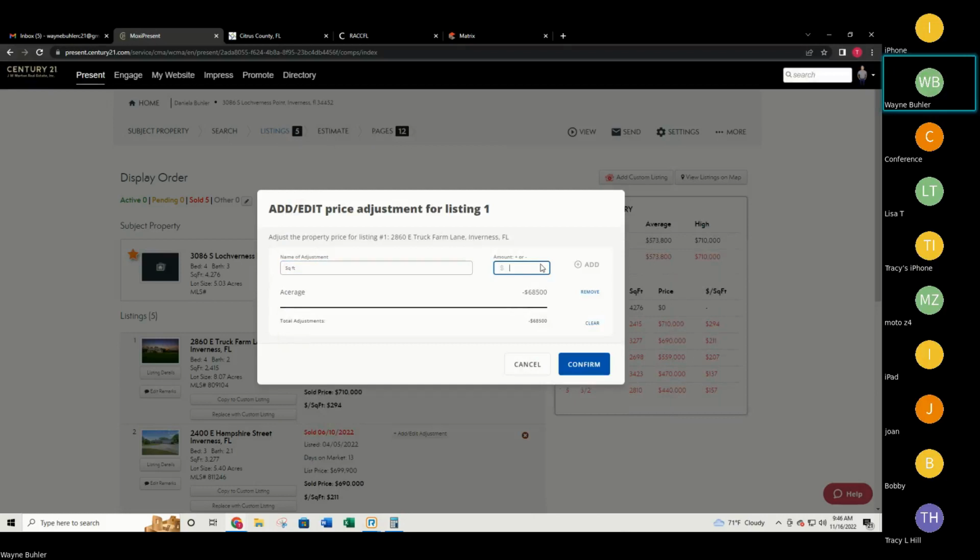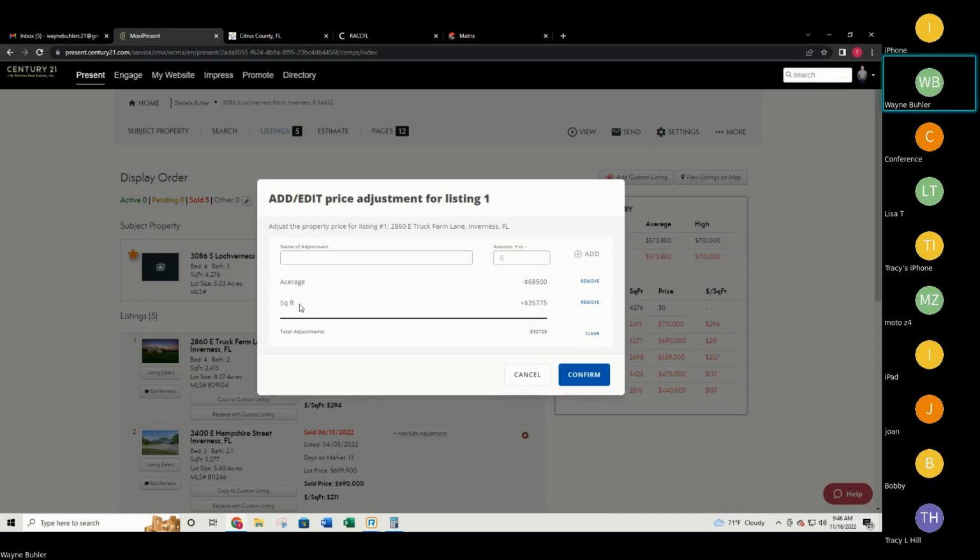35,775. I don't need to put a plus sign. I just do 35,775 and I hit add. Now we have our square foot adjustment as well.